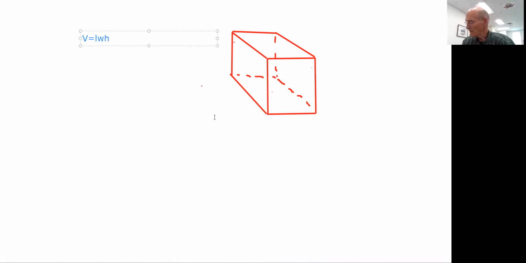Now, if I look, for instance here, let's make this length here 5.2 centimeters, okay? And then we can make this length over here 10 centimeters. And then we can make the height here 6 centimeters. Okay, so we have length times width times height.